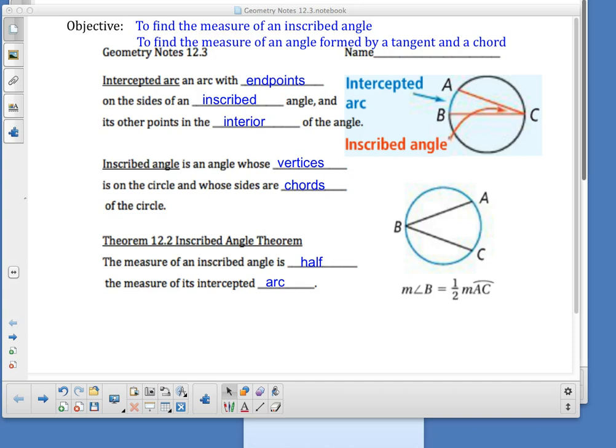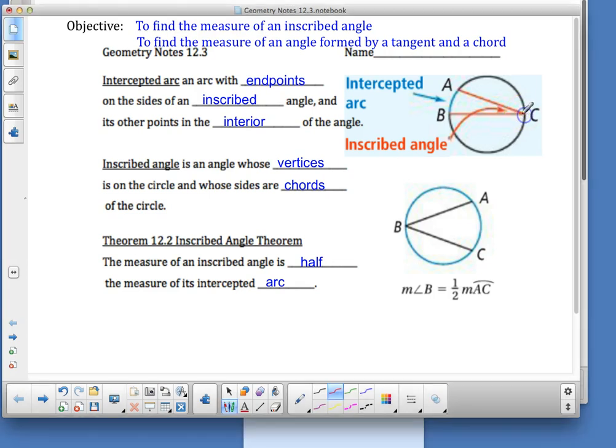So we've got an intercepted arc: an arc with endpoints on the sides of an inscribed angle and its other points in the interior of the angle. This angle right here intercepts this arc. It's the open area. Think Pac-Man, think alligator. It's eating the arc that's inside. If you're netting, you're catching the minnows that are in arc AB. It'll help to know you're intercepting it.